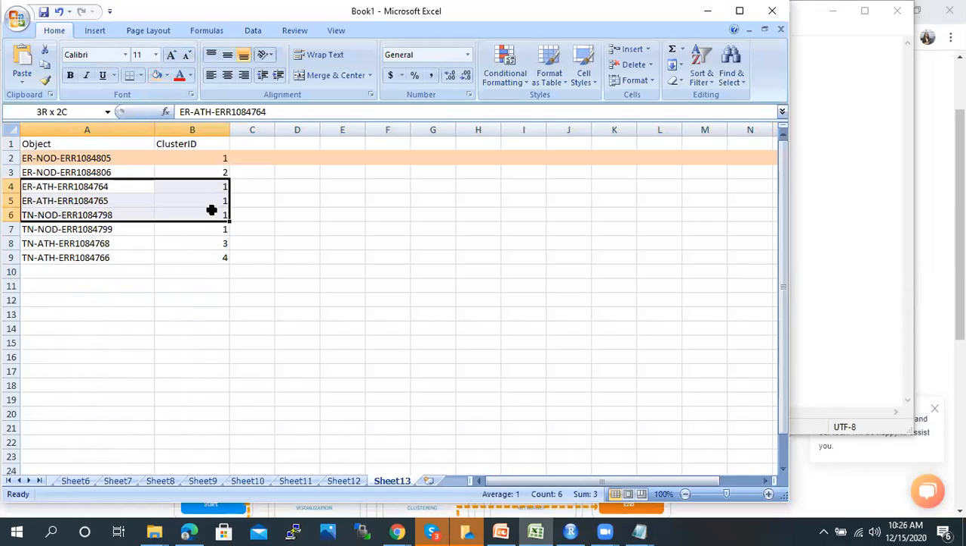ER positive, and these are clustered in 1. Then this is the second sample, this is cluster 2. So you can find out all those details. Is it clear to everyone?